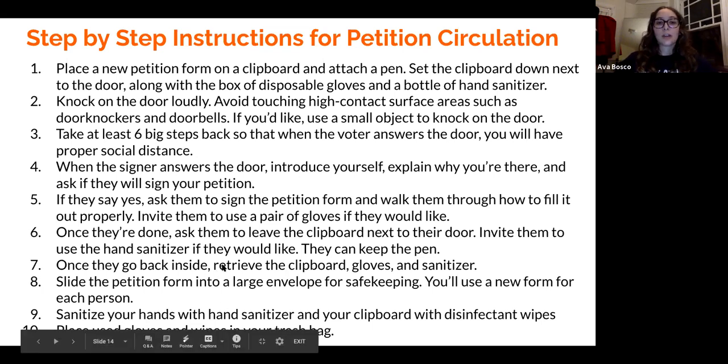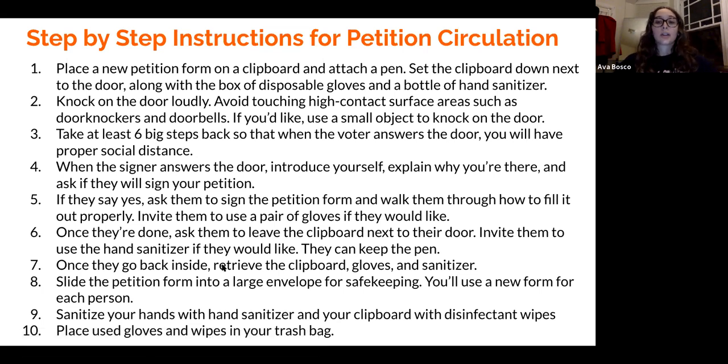You want to make sure that you're not touching high contact surface areas when you go to knock doors. You want to make sure that you're keeping the adequate amount of 6 big steps between yourself and the voters. Once the signer comes to the door, introduce yourself, explain why you're there, ask if they'll sign your petition. And if they say yes, you can give it to them, walk back a bit.